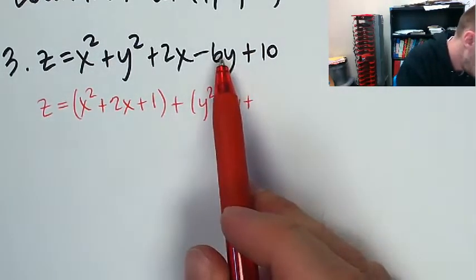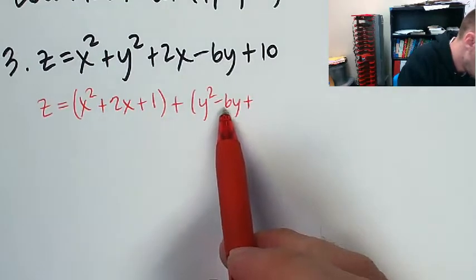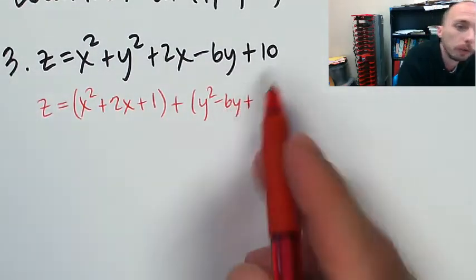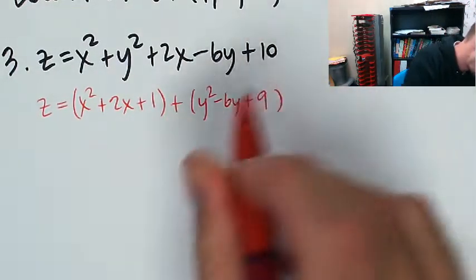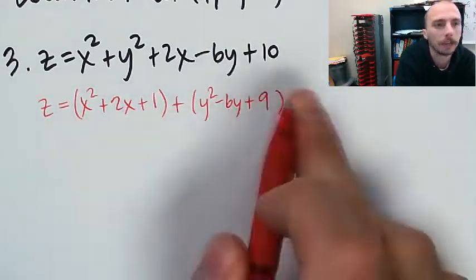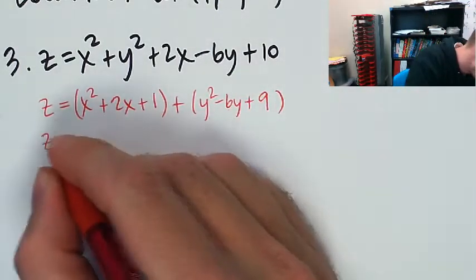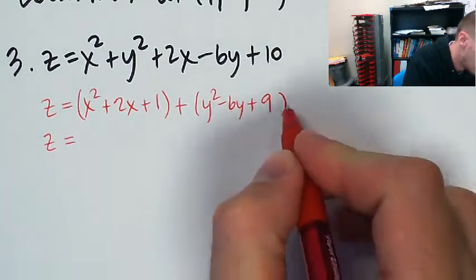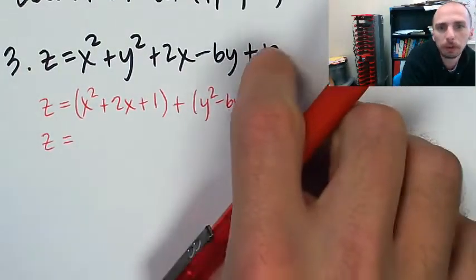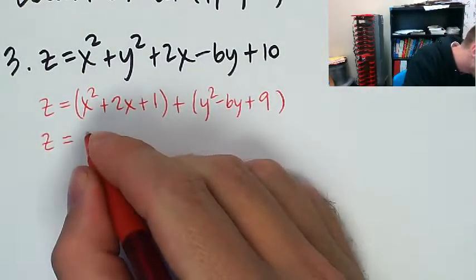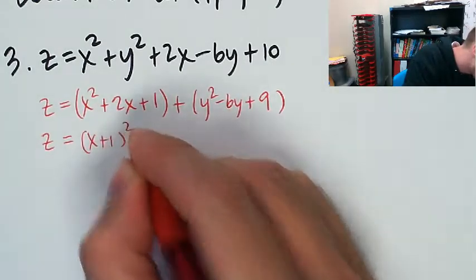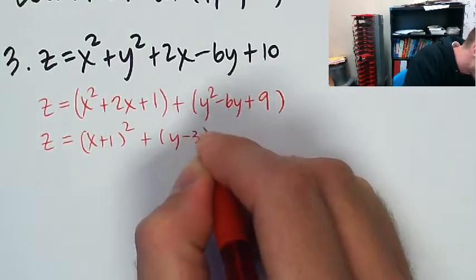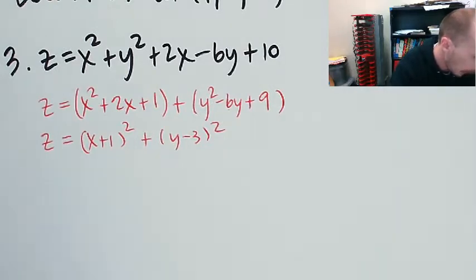Dividing -6 by 2 is -3, and we square that, and that's 9. And look, that's exactly the 10 I had. So this is all I need to do. I don't need to account for having added 1 and 9 by subtracting anything, because it was already what I had there. So this is (x plus 1) squared plus (y minus 3) squared.